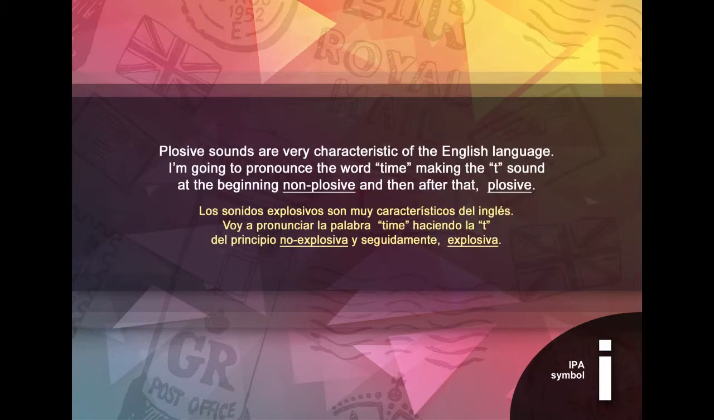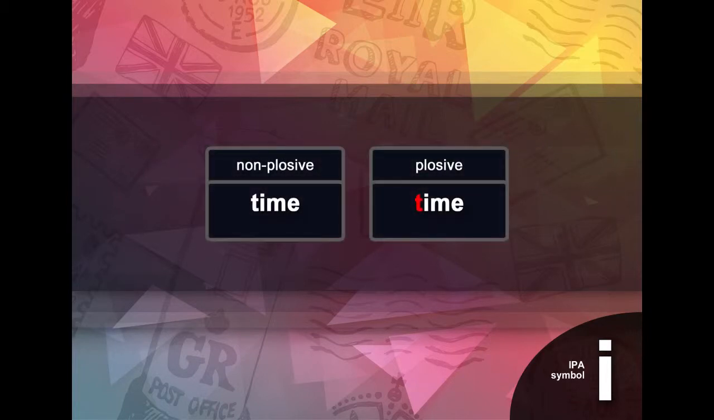Plosive sounds are very characteristic of the English language. I am going to pronounce the word time, making the T sound at the beginning non-plosive, and then after that plosive. Time, time, time, time. Can you notice the difference?